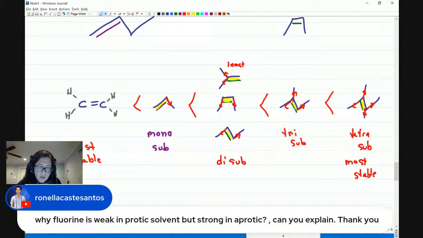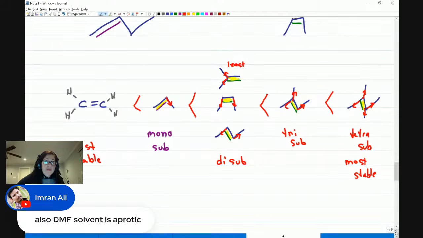Why is fluorine weak in a polar protic solvent? Fluorine is such a tiny atom that when fluoride is attached, it does not want to let go. It does not play nice, and that's why we don't see it in most of the reactions. Also DMF, yeah. The 5 that you have to memorize are DMSO, DMF, acetonitrile, ethers, or THF specifically, and acetone. Those are the 5 that most commonly come up. So absolutely make sure that you memorize them if you are required to.